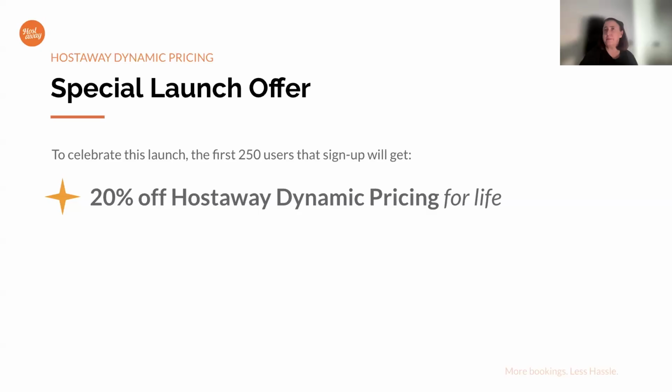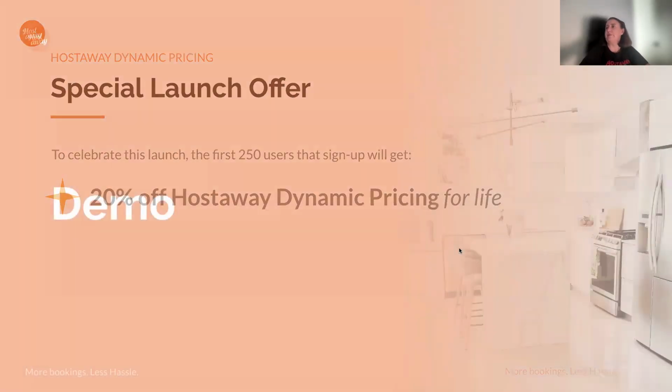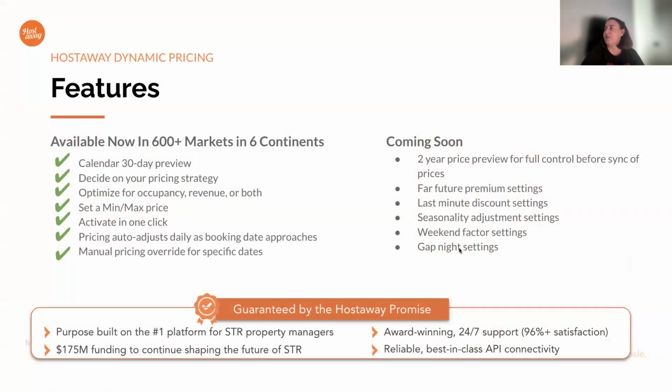I think I haven't forgotten anything, but going back to the presentation, I can talk a little bit about the future. Let's go back one slide, Sven. 2 slides. Yeah, thank you. All right, so what is coming up? This is the first version of dynamic pricing. And the team is already working on giving you more ability to control and make decisions before actually activating the pricing, right? So we're going to give you a 2-year price preview for full control before syncing prices and allow you to optimize prices in that calendar as well.